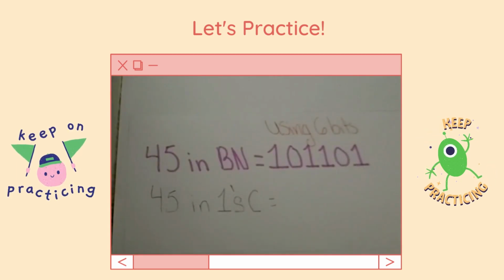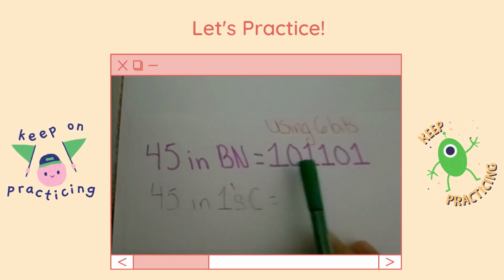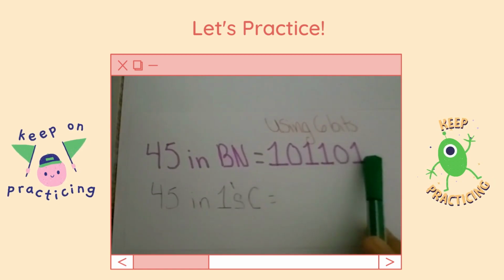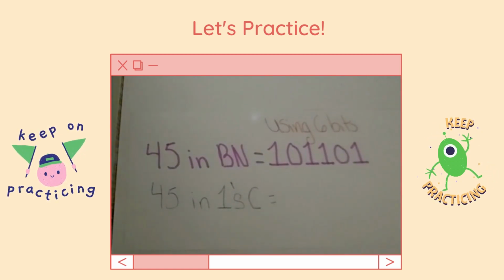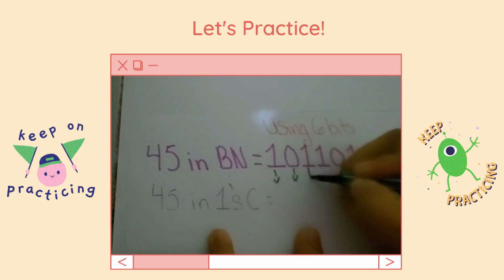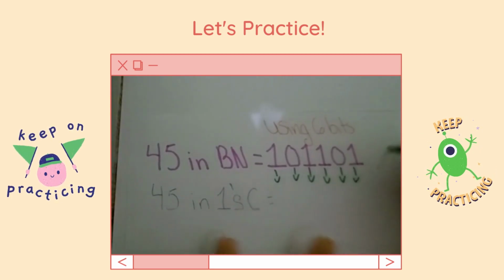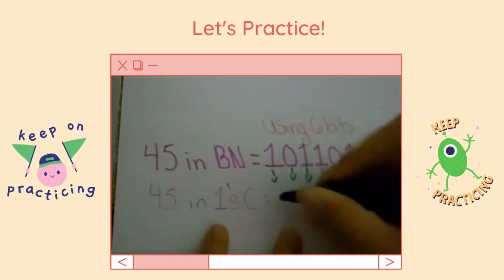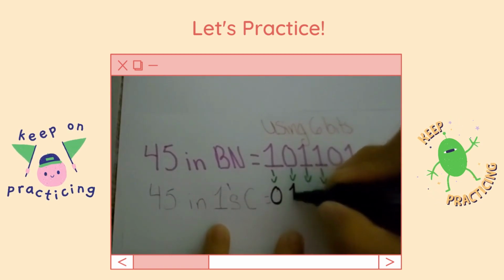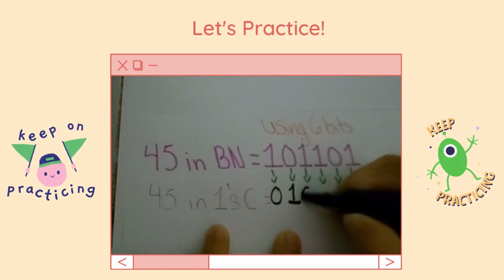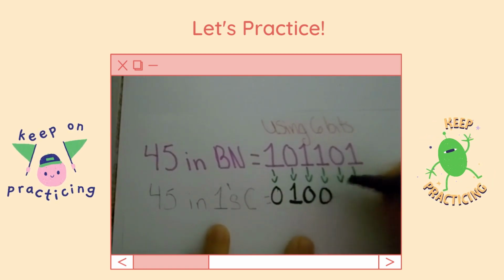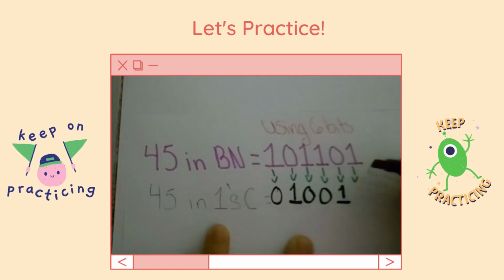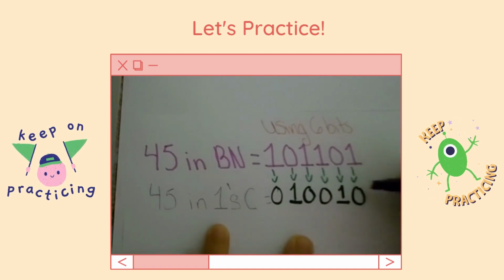The last example we have here is 45. So now we'll turn the binary number, which is 1011101, into 1's complement. Again, as previously mentioned, all we'll do is invert the numbers. So 1 is inverted into 0, 0 is inverted into 1, 1 is inverted into 0, the other 1 is inverted into 0, this 0 is now inverted into 1, and this last 1 is inverted into 0.